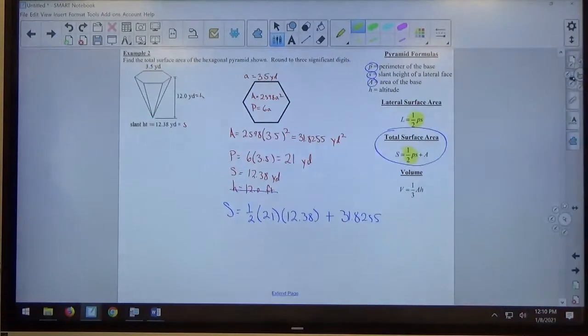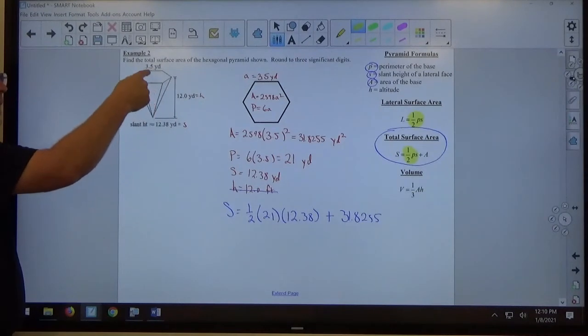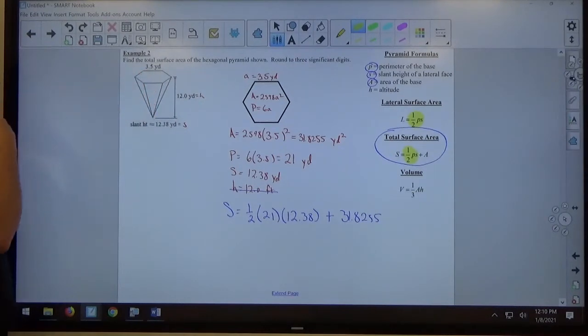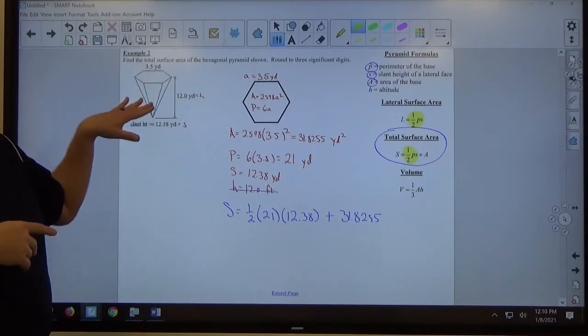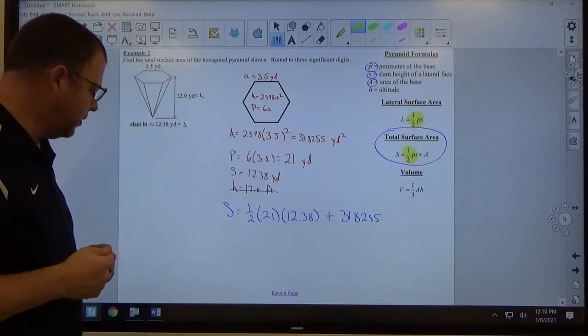Just for a quick glance here, see this formula here is embedded in this formula? The difference between lateral surface area versus total surface area. Lateral surface area is just the area of the sides. To get total surface area, you simply add the base area to it. So the area of the hexagon in addition to the lateral makes the total. So that's the difference in the formulas. But again, it's right there.